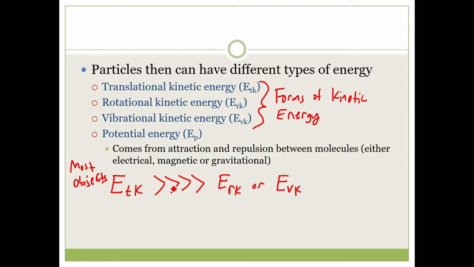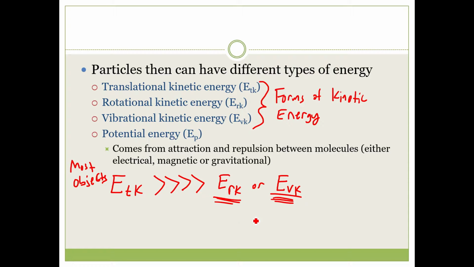Okay, this terminology here you might see in math class later. But basically it just means that it is much, much, much greater, to the point that my rotational kinetic energy and vibrational kinetic energy may as well be zero in relation to total kinetic energy. Okay. So when do these matter?